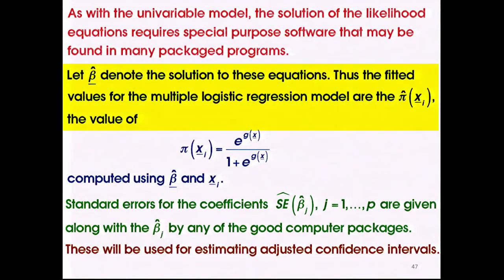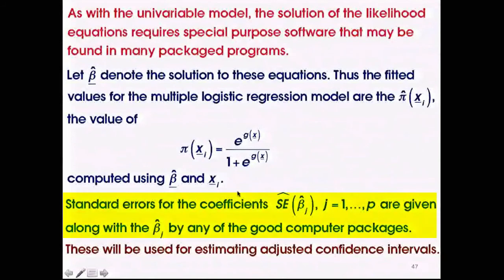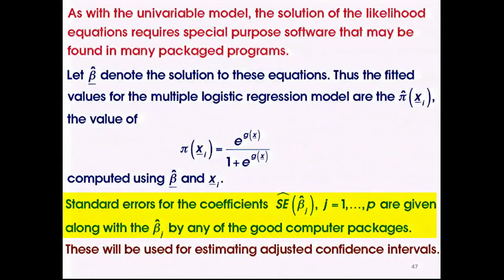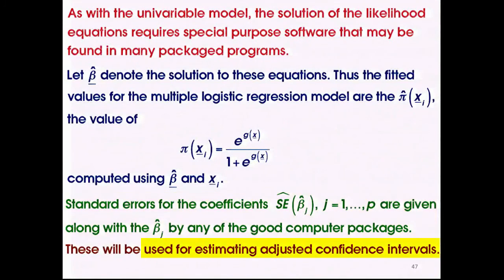Let beta hat denote the solution to these equations. The fitted values for the multiple logistic regression model are the estimated pi hats, where you basically take e to the logit over 1 plus e to the logit, computed using the estimated coefficients and the observed values of x. So it's easy to get this. Standard errors of the estimated coefficients are obtained along with the coefficients by any of the good computer packages, and these will be used for estimating the adjusted confidence intervals.